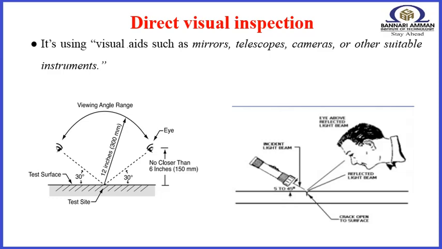Some simple tools used for direct visual examination include welding gauges, as seen here being used to check the fillet leg length. These tools, along with the most important tool for visual testing, our eyes, are quality instruments that can determine alignment, dimensions, and indications in all sorts of manufacturing products. Viewing angle range: not closer than 150 millimeters. Angle must be 30 degrees.